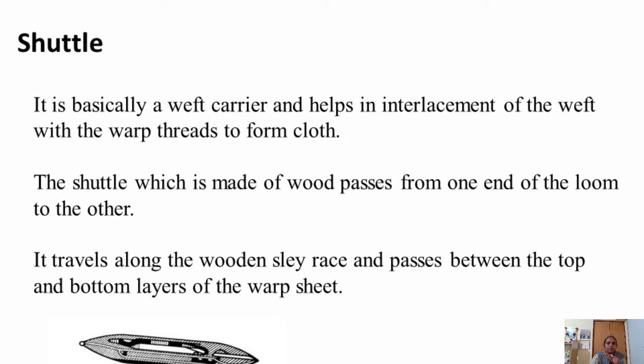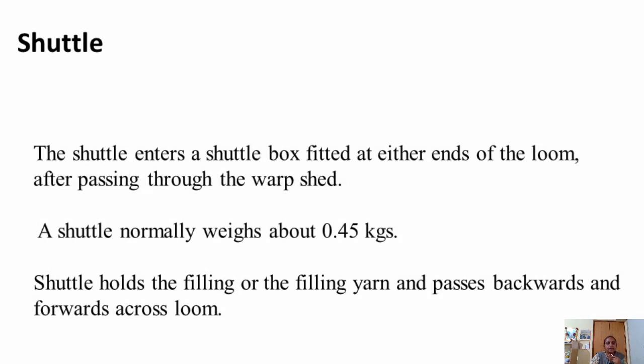It travels along the wooden sleeve and passes between the top and bottom layers of the warp sheet. So after raising and lowering the warp yarns, that is the shedding with the help of the harnesses, through the shuttle we are inserting the weft yarns through the shed, so it undergoes many abrasions to the warp yarns. The shuttle enters the shuttle box fitted at either end of the loom after passing through the warp shed. The shuttle normally weighs about 0.45 kgs.